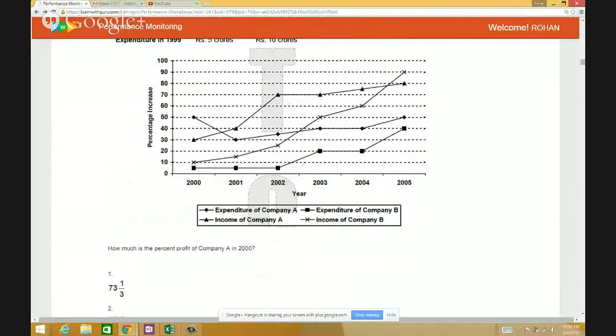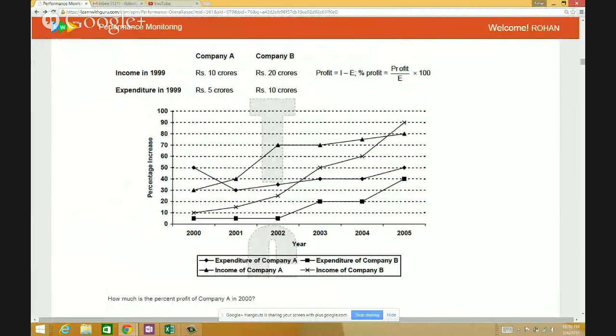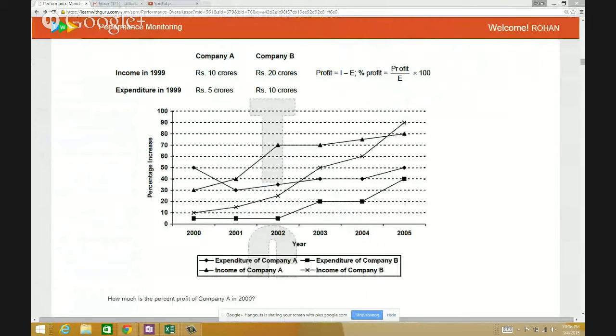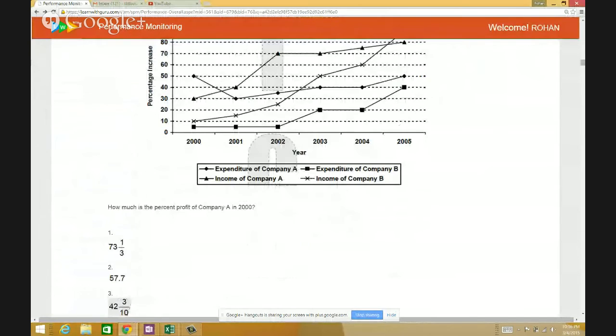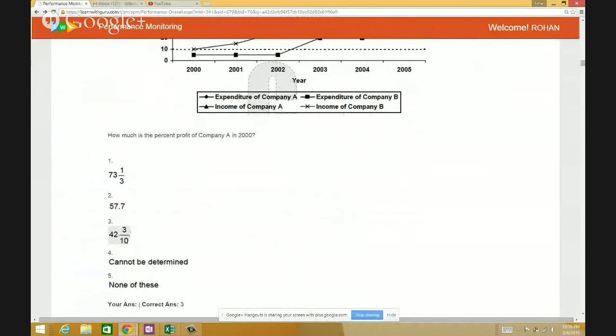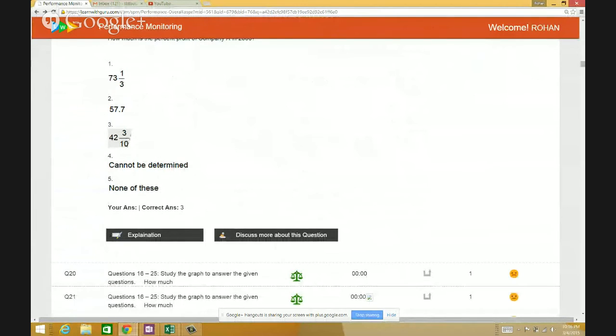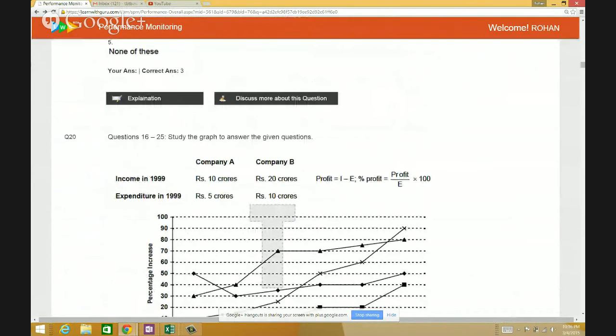I'm sorry, there's some fumble here. So income of company is 13 crores and expenditure of the company grows by 50%. This is the expenditure, right? Yeah, expenditure up 50%, 7.5 crores. 13 crores will be the income, 7.5 crores. So the difference is 5.5 crores. 5.5 crores on 7.5 crores. Okay, I guess this is an incorrect question again. Yeah, so it's not 42 3 by 10. It is none of these. Or it should be like 66%, around that number, because 11 by 15 is as good as 66%.